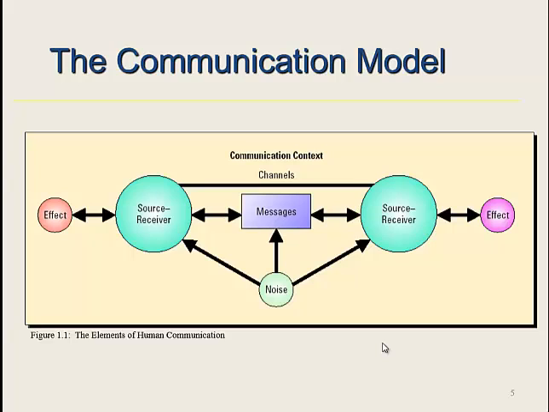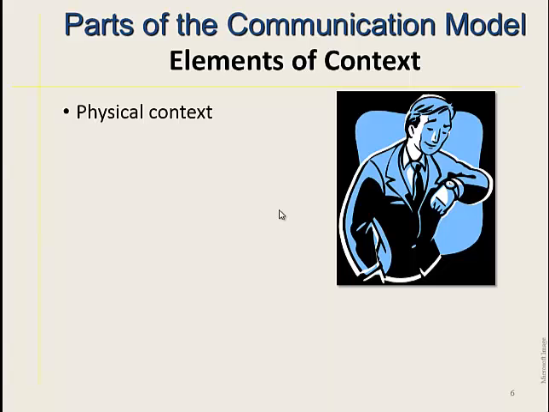Moving on. Here is the basic communication model. There's 7 parts, and I'm going to go into each one of these parts in more detail. You see sender, receiver, message, channel, noise, effect, and context. So let's talk about each part. With regards to message, again, that'll be part 2. First, let's deal with the context.